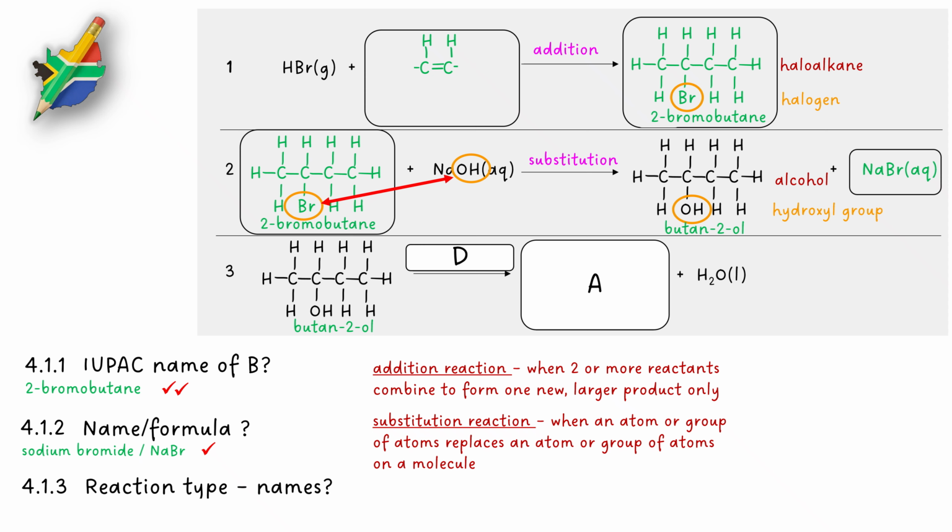Since bromine was replaced by a hydroxyl group, it would have formed sodium bromide in solution. Next, we need to use 2 names to describe the type of reaction happening in reaction 1.